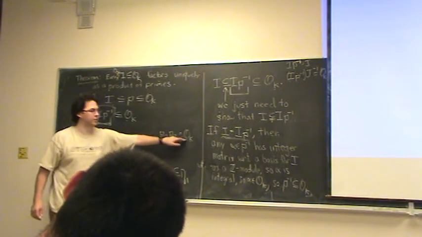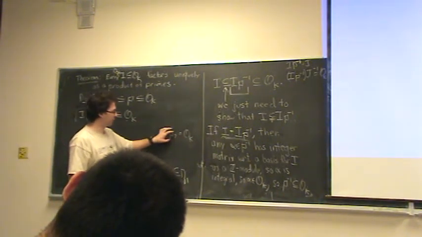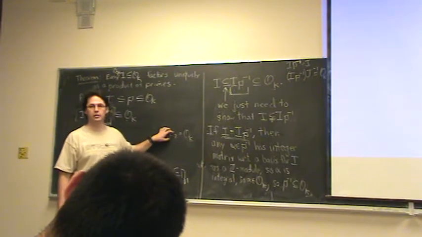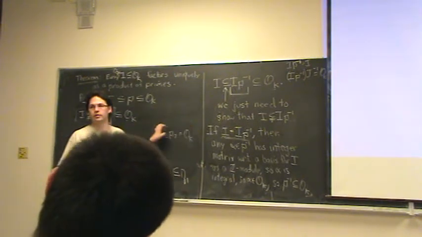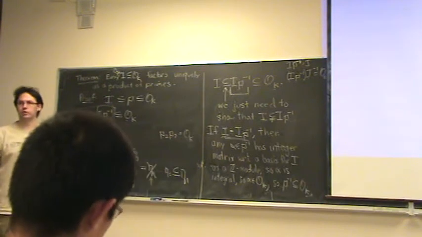But there's no way you can have something like this, because on the left-hand side, you have something that's contained in a prime ideal, and on the right-hand side, you have the unit ideal. So you get a contradiction. So that proves uniqueness. Yes?